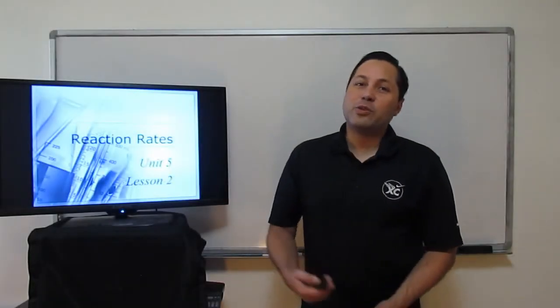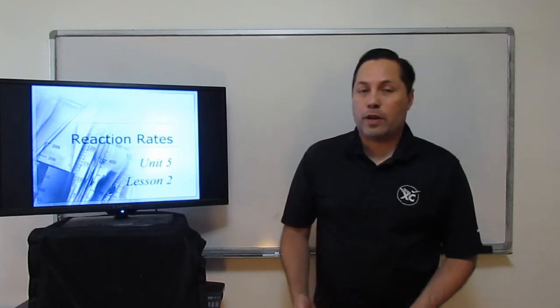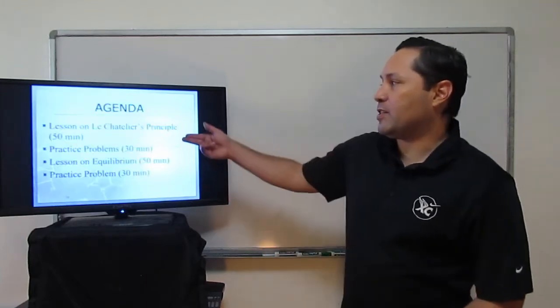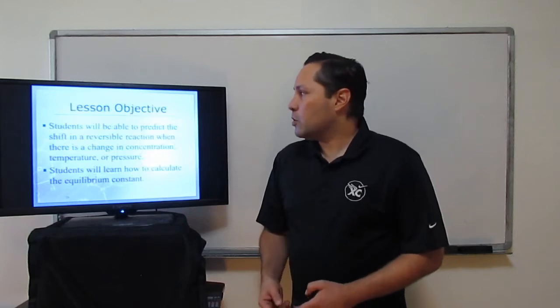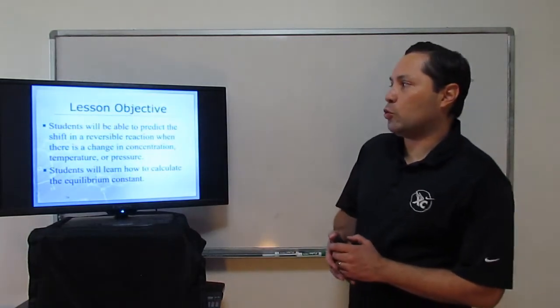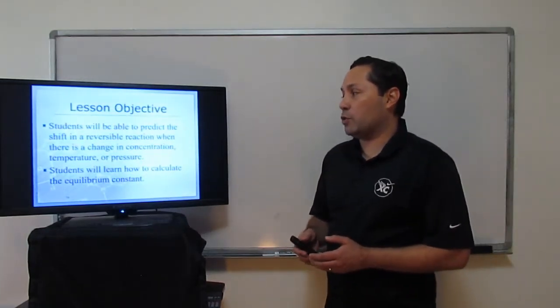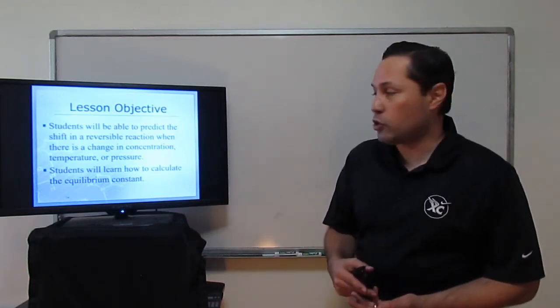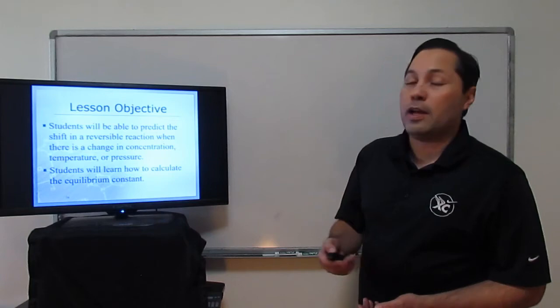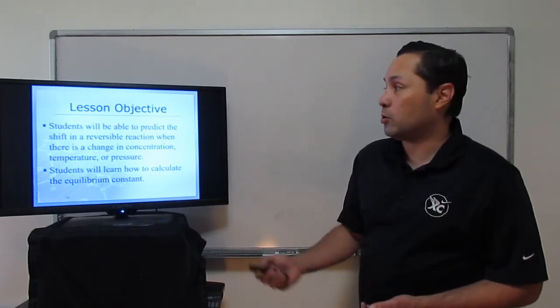Hi, this is lesson 2 of unit 5, which is reaction rate, and in this lesson we'll be talking about Le Chatelier's principle as well as how to calculate the equilibrium. So for our lesson objectives, students will be able to predict the shift in a reversible reaction when there's a change in either concentration, temperature, or pressure. Also, students will learn how to calculate the equilibrium constant for a chemical reaction.